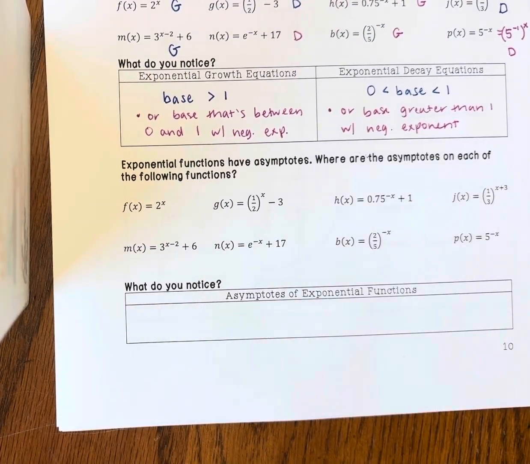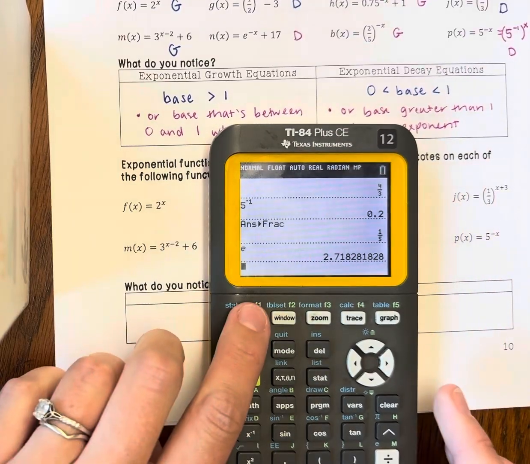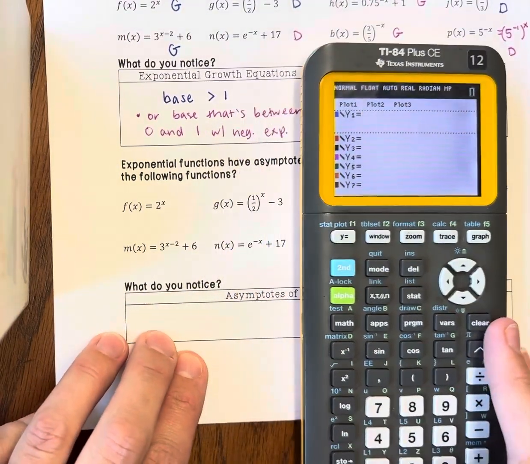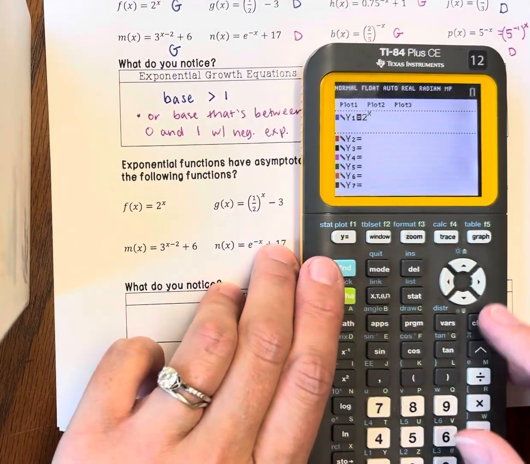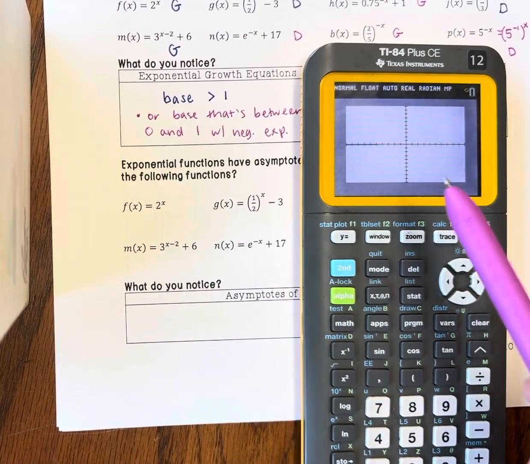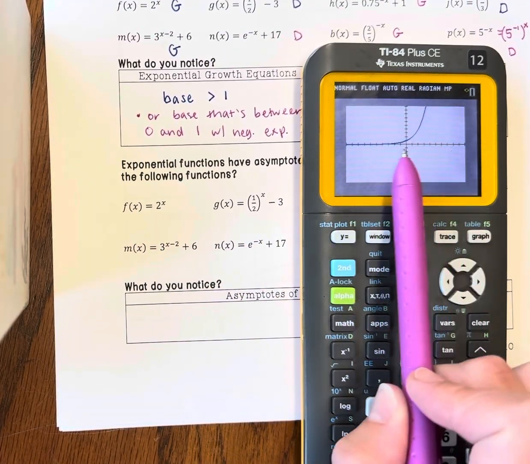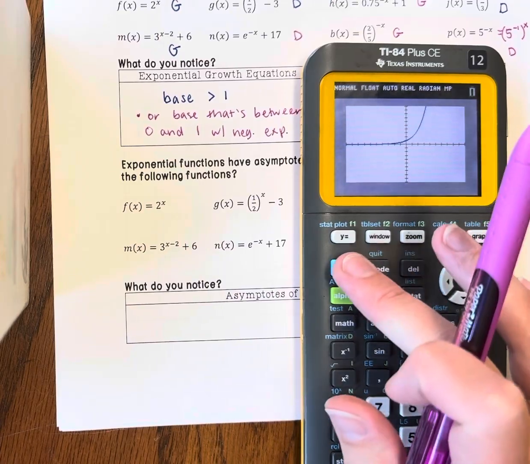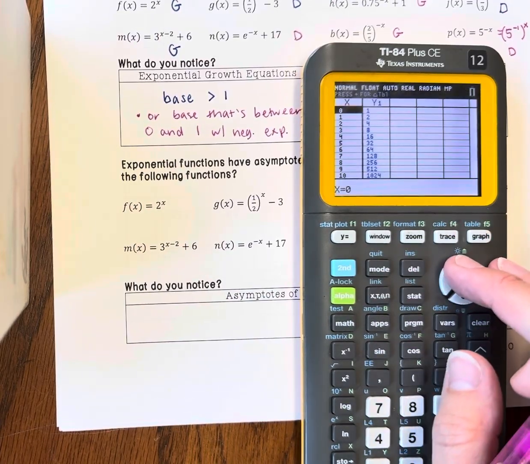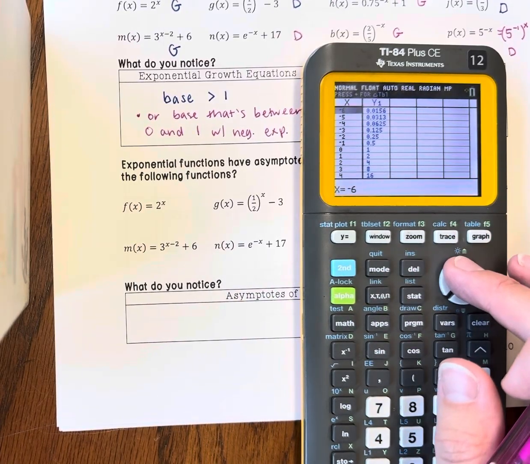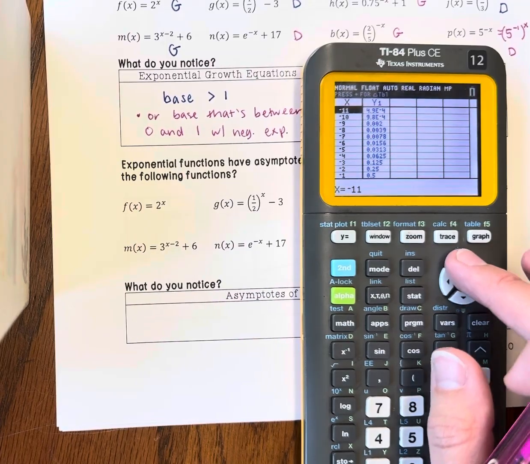All right, on the bottom it says exponential functions have asymptotes. Where are the asymptotes on each of the following functions? The asymptotes are where the graph approaches, and this is where we're getting into the talk of limits. If you graph 2 to the x, the asymptote is here. It's where the graph is approaching, so that would be 0. If you go to the table, you can see that if you start going backwards, you're getting closer and closer to 0.